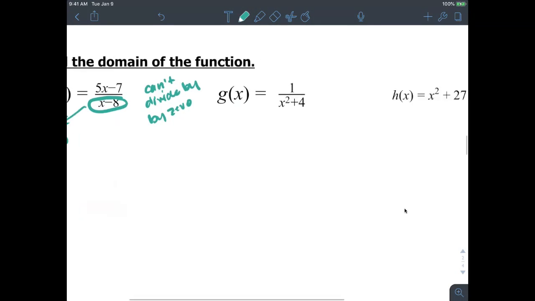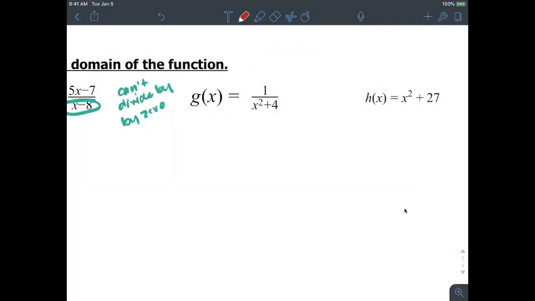All right, g of x. Same thing. We got a fraction. So let's set the bottom equal to 0. x squared plus 4 equals 0. Okay, x squared is equal to -4. Square root both sides. Okay, how do you square root a negative number and get a real number? You don't. So what values of x could I plug in to give me a 0 here? How could I get a -4 when I'm squaring this x value?